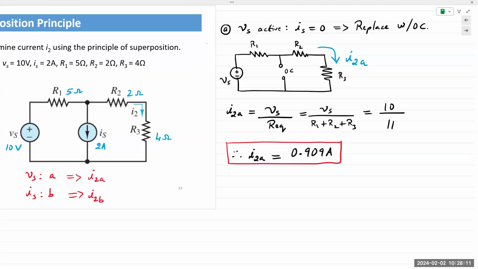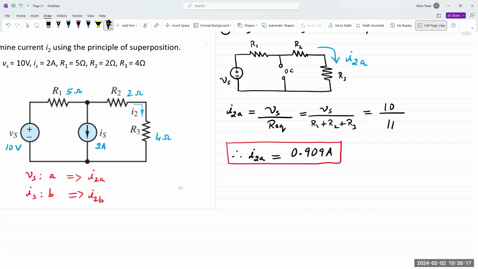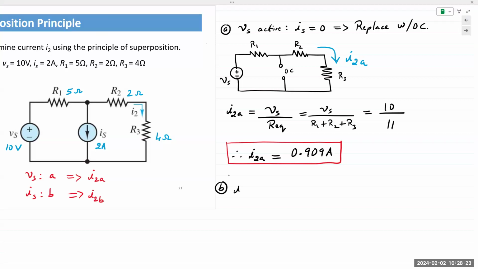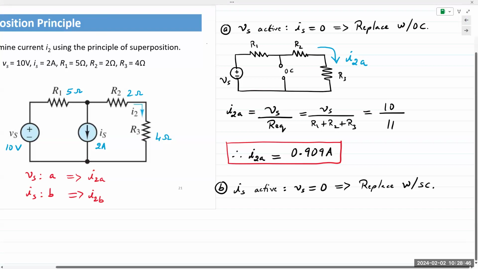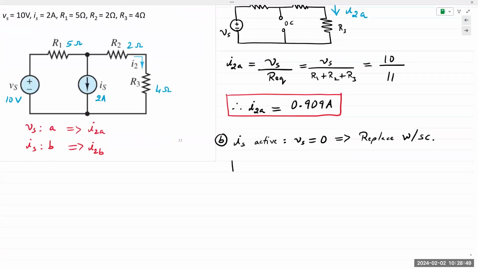Well, then let's move into circuit 2, which is only IS being active. And if IS is the one being active, then, all right, first step, let's call that circuit B. I note that IS is active. And when IS is active, Vs is equal to 0. I replace Vs with a short circuit. So Vs is replaced with a short circuit. My circuit changes and becomes like this.